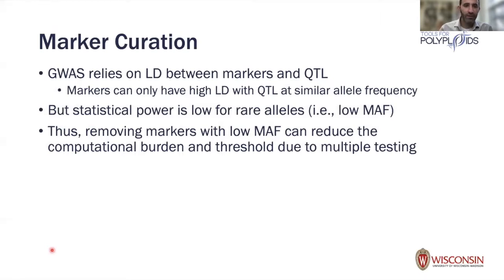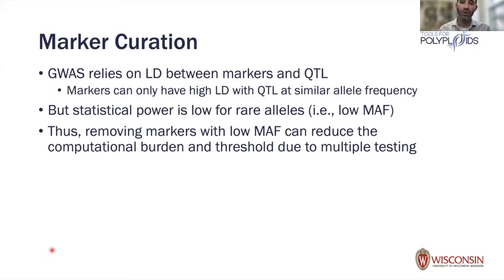One thing that I wanted to mention, a very slight tweak but worth mentioning, is providing some recommendations about how to curate markers as it relates to rare alleles. GWAS relies on linkage disequilibrium, or LD, between markers and QTL. One of the simple mathematical prerequisites for a marker to have high LD with a QTL is that they have to have similar frequency. That alone doesn't guarantee high LD, but if you don't have similar allele frequencies, it's a mathematical impossibility that you could have high LD. Reasoning from that, we know from principles of statistics that statistical power, meaning the probability of detecting a QTL, is low for a rare allele.